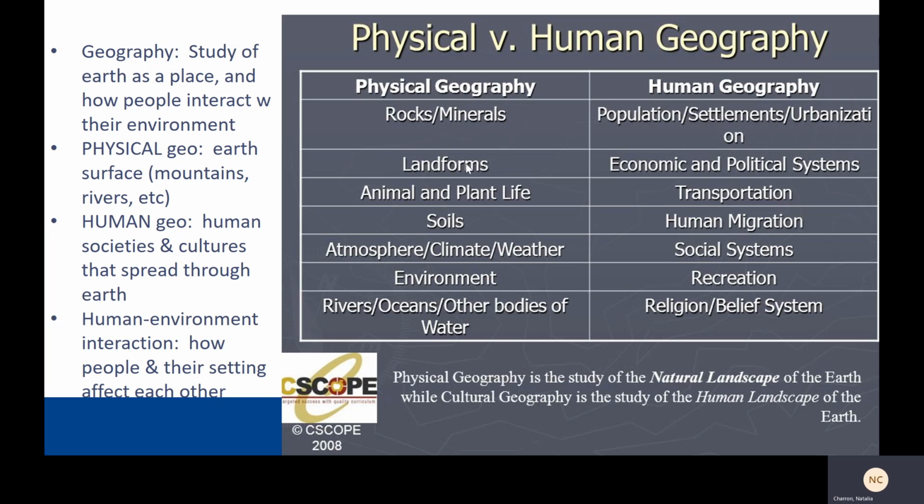Human geographers study economic and political systems that develop in different places, transportation systems, and cultural diffusion, the spread of ideas from one culture to another. They study migration, when people decide to leave the place where they were born and move somewhere else. We study social systems, recreation, what people do for fun, and religion and belief systems.